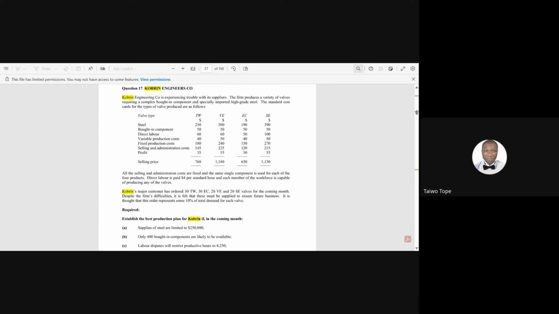For VE, it will be 60 divided by 4. For EC, it will be 40 divided by 4. And for SE, it will be 100 divided by 4. Take note of this, please. The May 2021 question 2 has something similar to this, the question on forecast 1, forecast 2. So let's forge ahead. Cobrin's major customer has ordered. Take note, major customer now. It means this customer is dear to Cobrin.